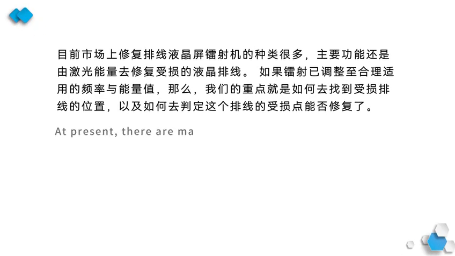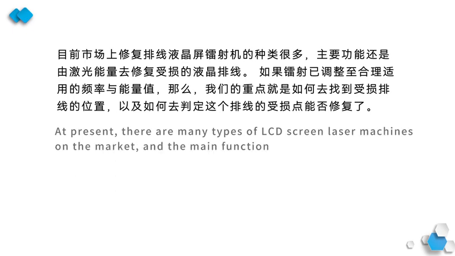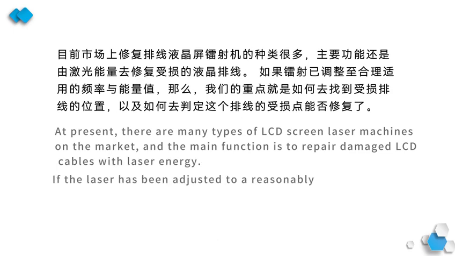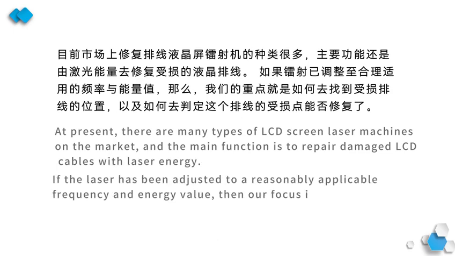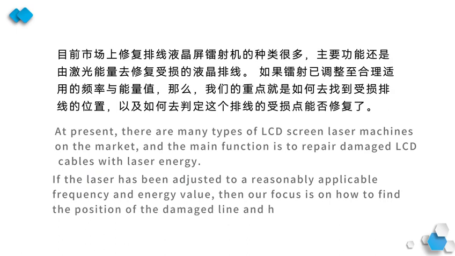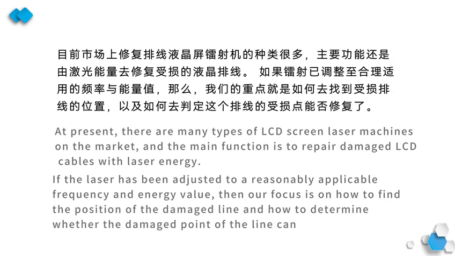At present, there are many types of LCD screen laser machines on the market, and the main function is to repair damaged LCD cables with laser energy. If the laser has been adjusted to a reasonably applicable frequency and energy value, then our focus is on how to find the position of the damaged line, and how to determine whether the damaged point of the line can be repaired.